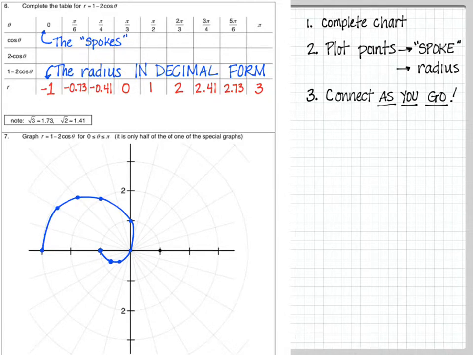So that's all you're supposed to graph, nothing more than that. And that's the end of this handout that is a review for the quiz that you'll be taking on Friday.